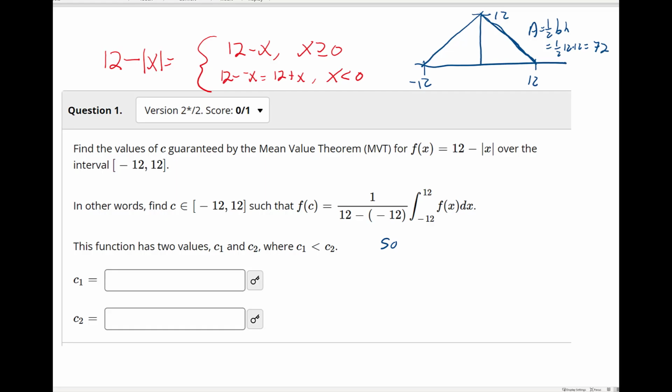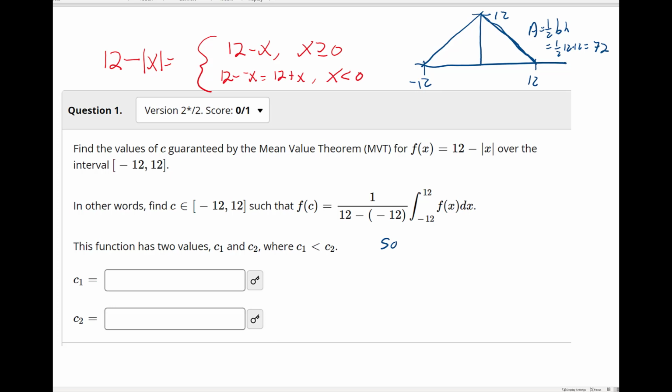And with this problem, we have 12 minus the absolute value of x. Now, you might recall from earlier days of algebra, when you learned about the absolute value of x function here, that you could break that up into two functions. So one for x being greater than or equal to 0, and the one being for x less than 0.